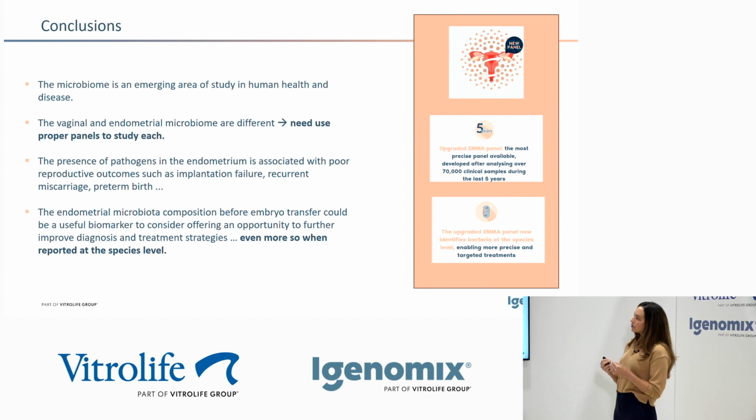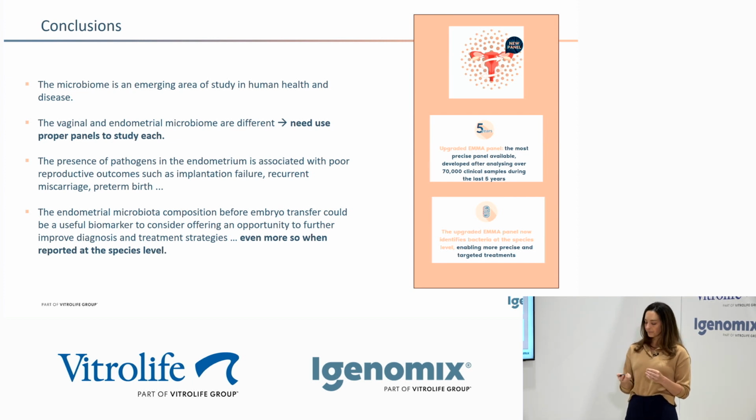The presence of pathogens in the endometrium is associated with poor reproductive outcomes such as implantation failure, recurrent miscarriage, and preterm birth. And then lastly, the endometrial microbiota composition before embryo transfer could be a useful biomarker to consider, offering an opportunity to further improve diagnosis and treatment strategies, even more so when reported at the species level.